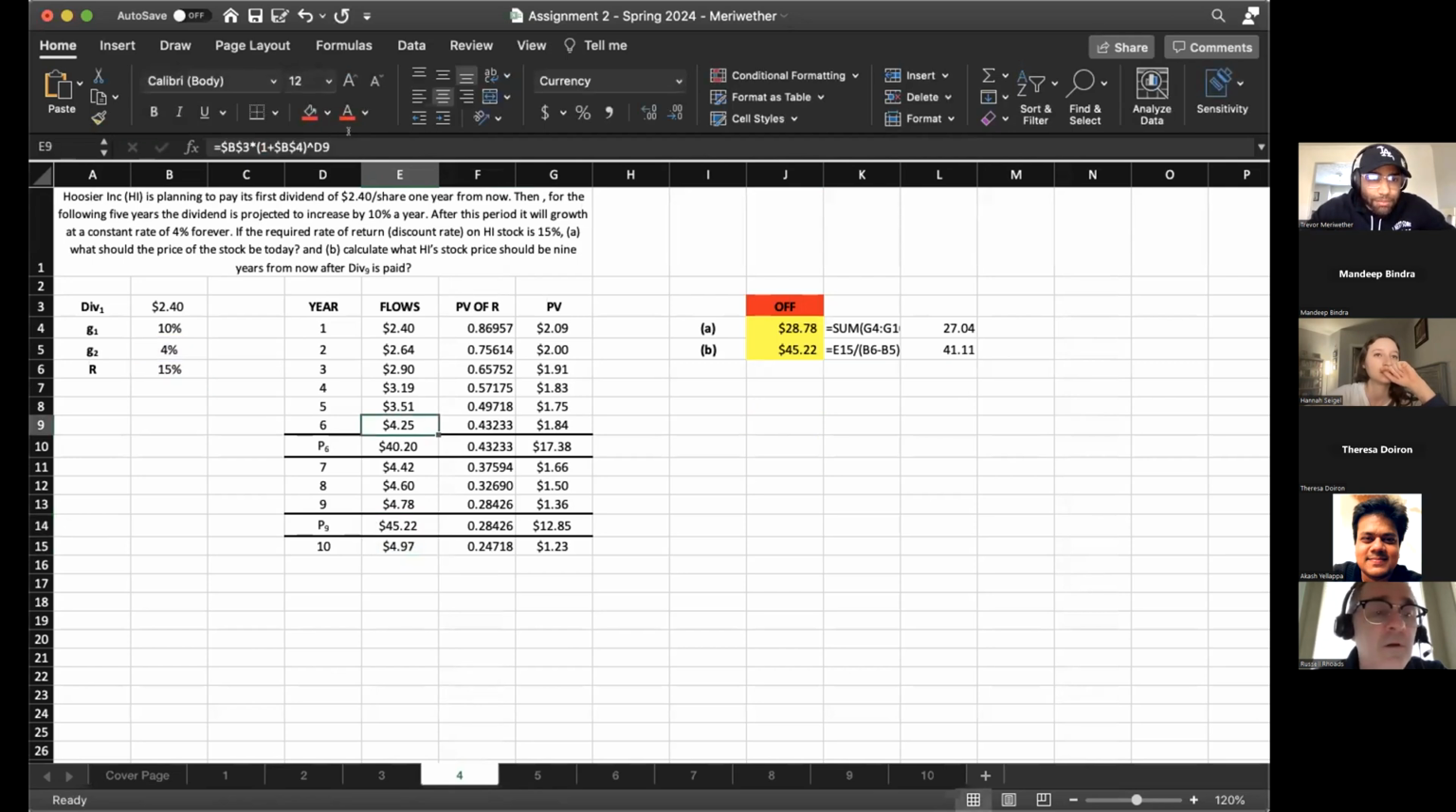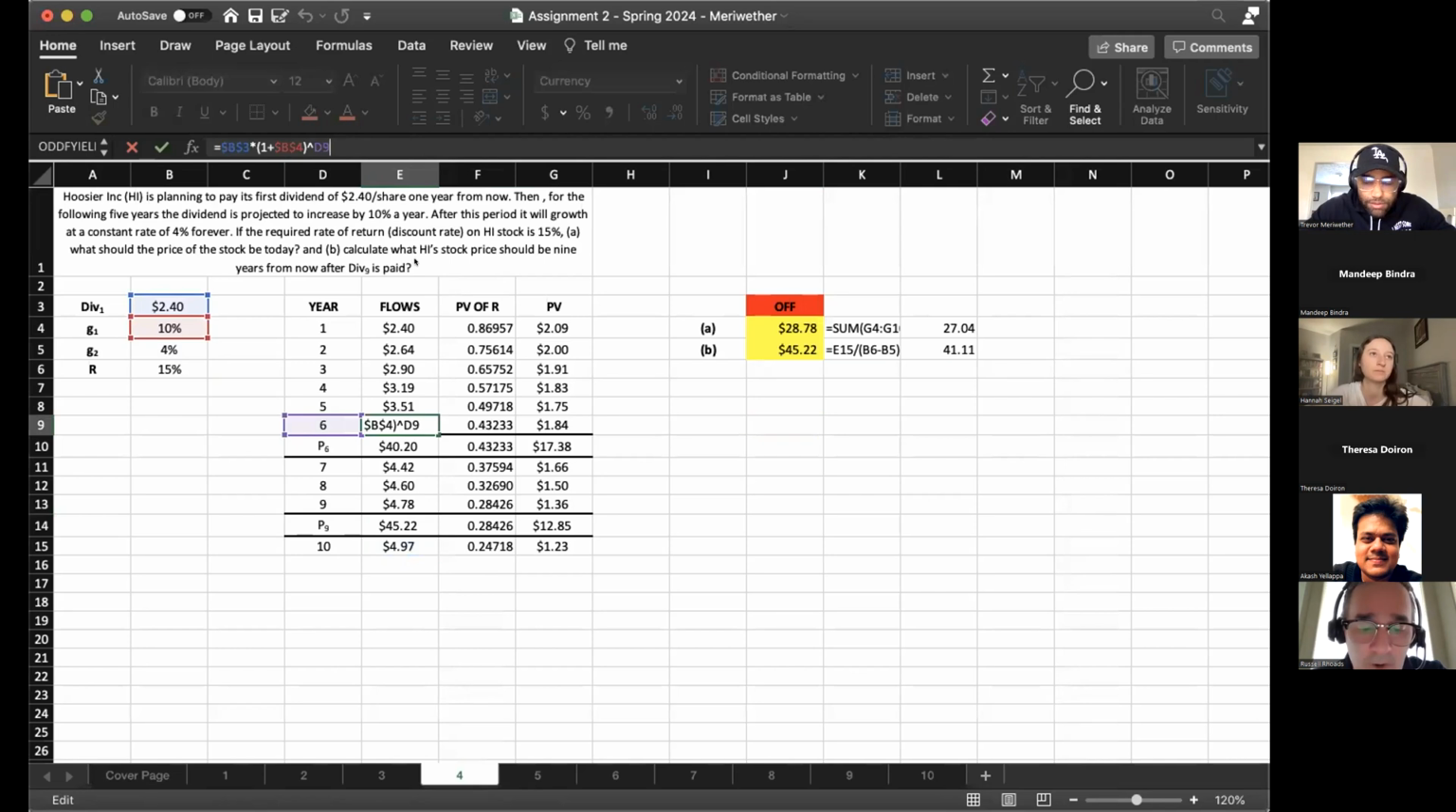What's your year 6? You know what? Your year 6 stock price should be third, or yeah. I think that is where I got confused as well. Was the change after 5 years? Dividends projected to increase by 10% a year. So after 5 years, yeah, I should use the year 7. You should use your year 7 dividend, which is that 402.